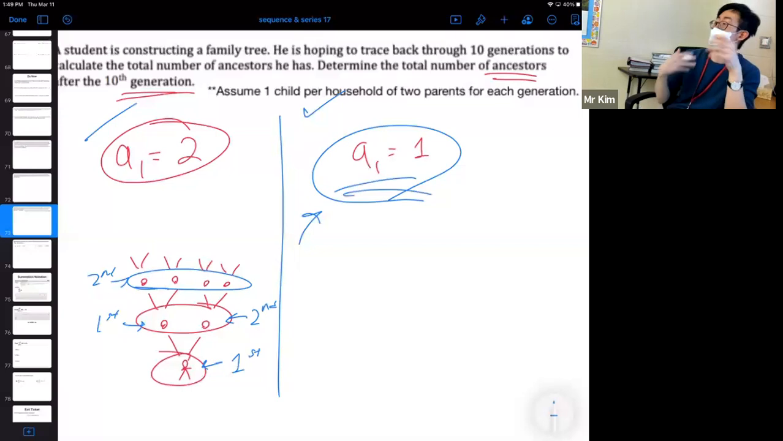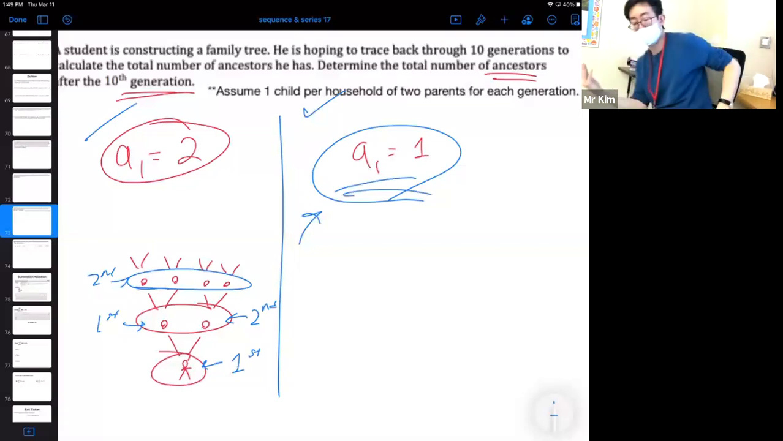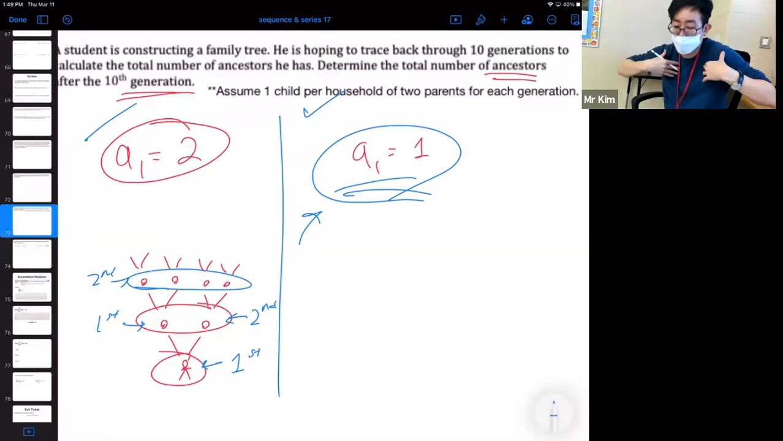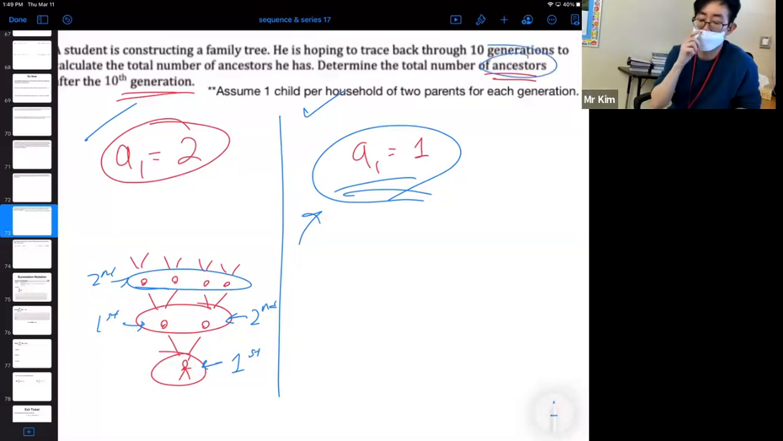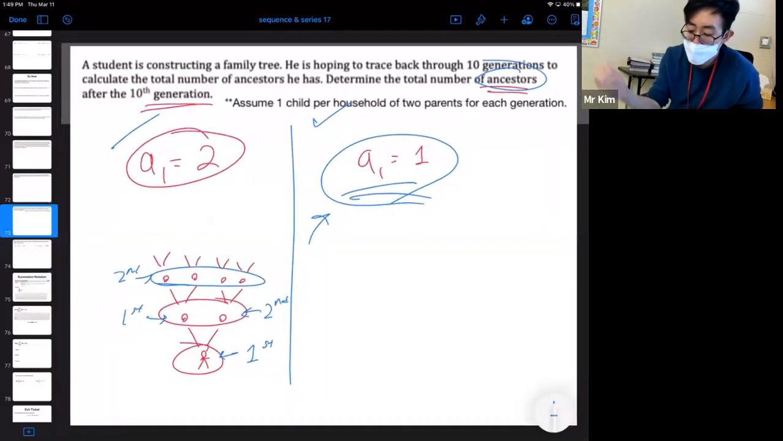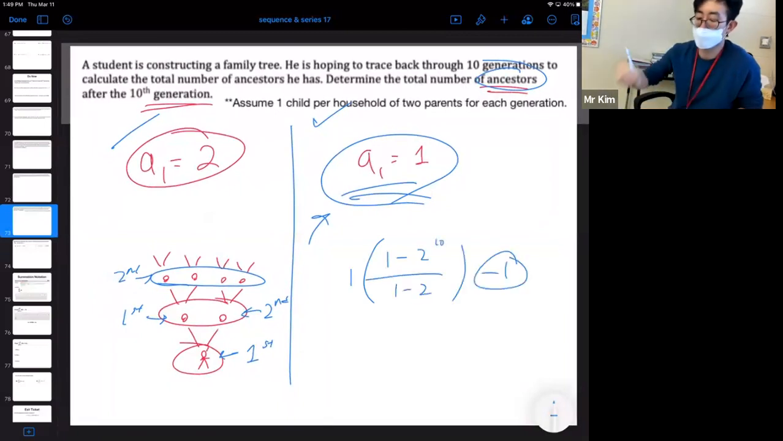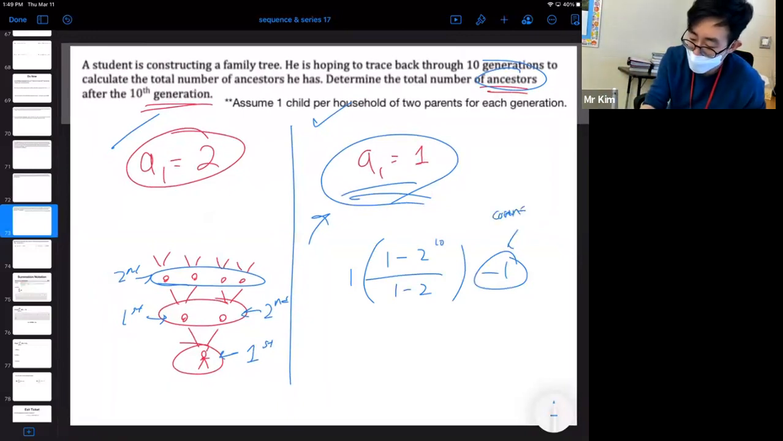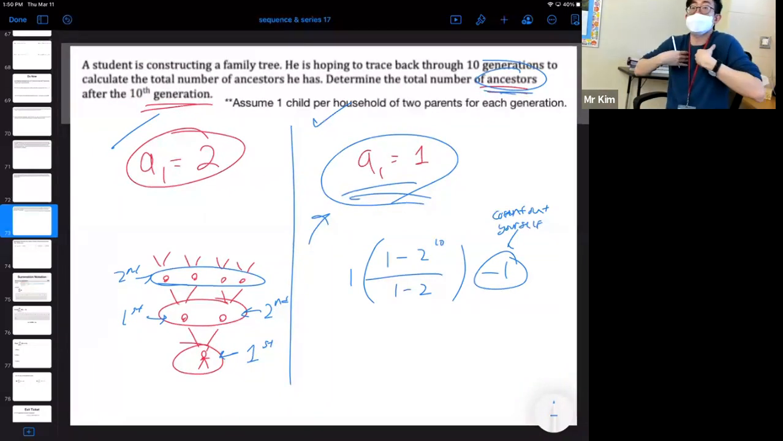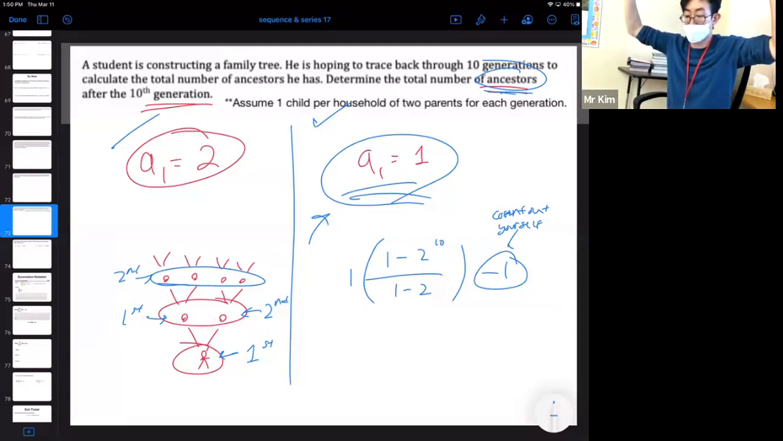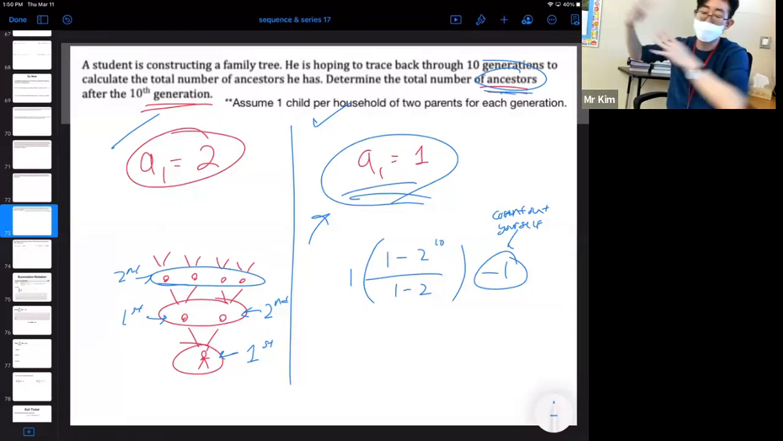I will just use this for the sake of understanding: first gen, generation number 1, my kids will be generation number 2 and so on. However, because we're asked to find the number of ancestors after the 10th generation, you're going to still do the same thing: 1 times 1 minus, and the common ratio is 2, obviously, to the 10th power over 1 minus 2. But you want to subtract 1 if you decided to use a sub 1 as 1, because you want to count out yourself. Yourself is not considered an ancestor. I'm not an ancestor of my own, right? My parents are, starting from my parents and beyond. So you have to count that out.